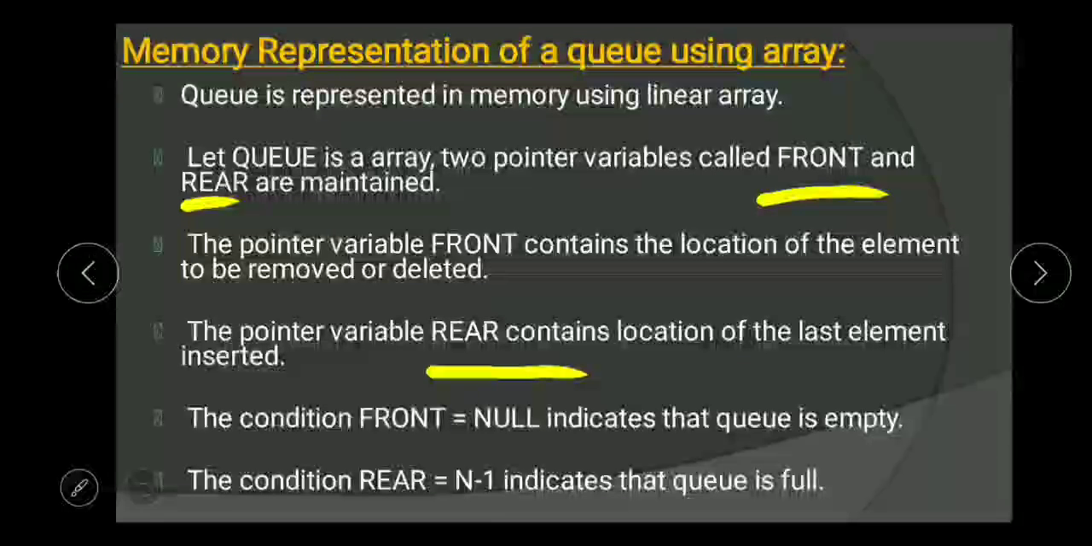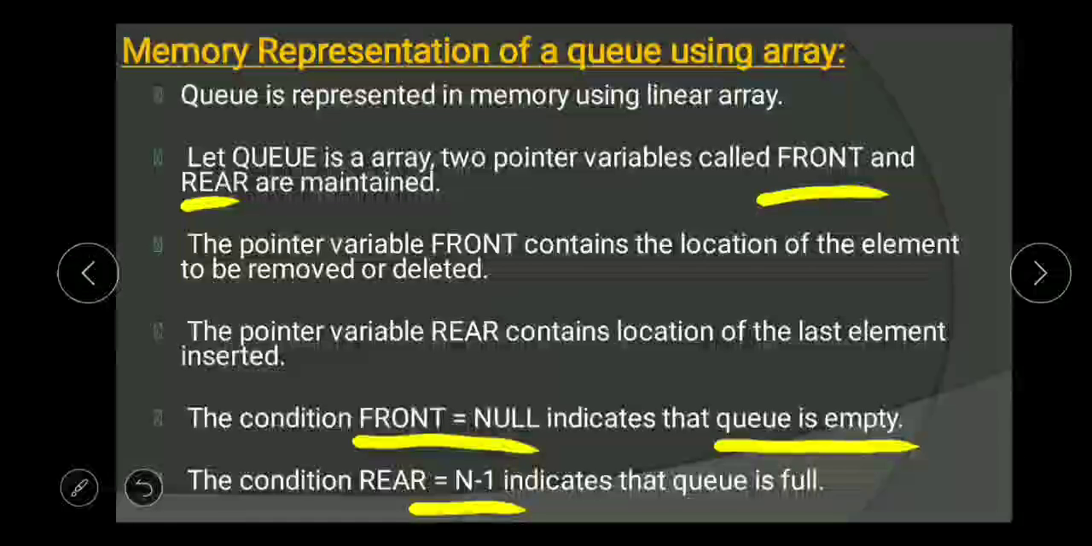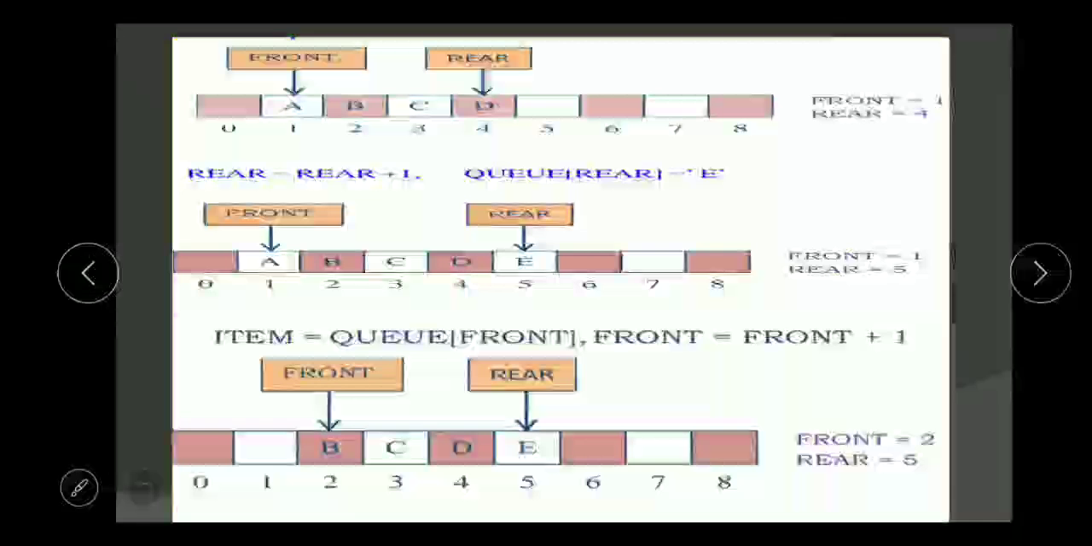The condition front is equal to null indicates that the queue is empty. Front is equal to null means the queue is empty, and the condition rear is equal to n minus 1 indicates the queue is full. These are the points about memory representation of the queue.